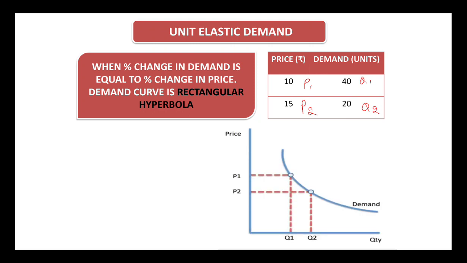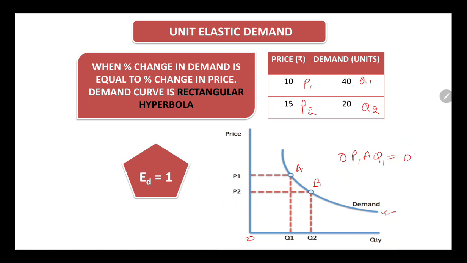And so that is why we have taken these numbers. And how does the demand curve look like? It is exactly a rectangular hyperbola. And what is the characteristic of a rectangular hyperbola? It says that whatever the area on the points below this demand curve, it is the same, which means if this is our origin O, and let's say we take this as A and this as B, we can say OP1AQ1 is exactly equal to OP2BQ2.